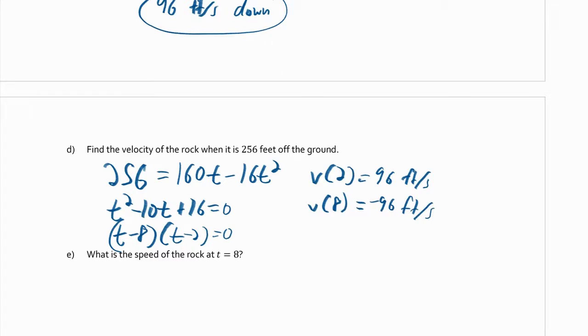The speed of the rock at t equals 8, that is v of 8, is negative 96. So the speed is 96 feet per second. So just be careful about how these questions are being asked.